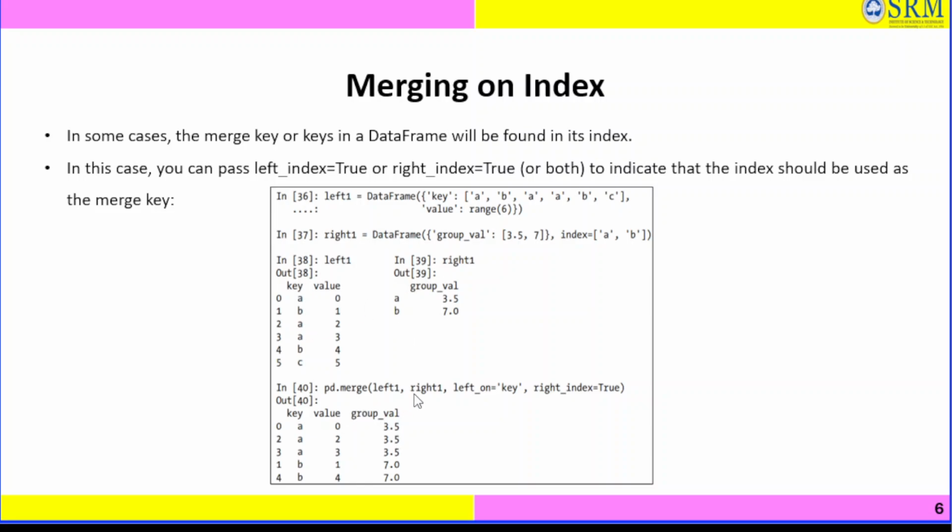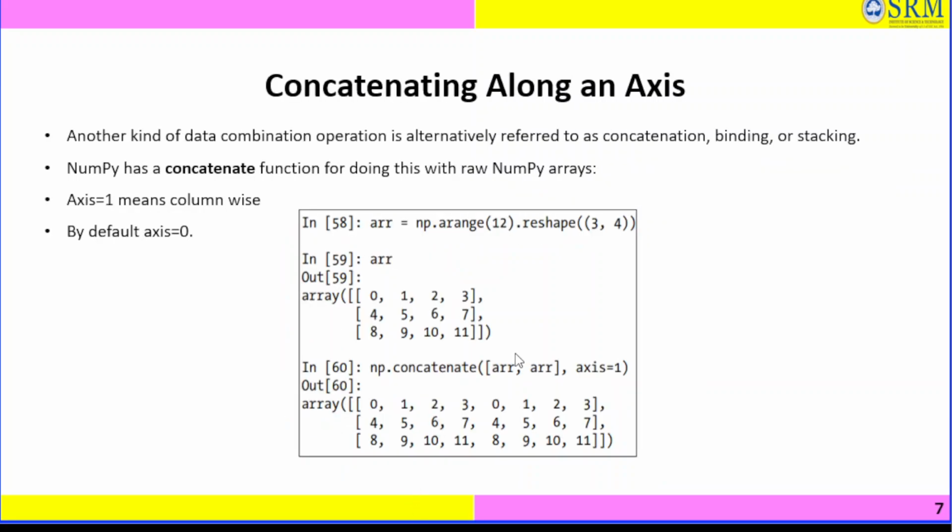When you are merging left one and right one, with left on equal to key and right index equal to true, that means it is merging the data from the left side based on key and from the right side based on index. So the common key and the index are for the two data frames A and B. Based on the common A and B key, we see what the value is in the left one data frame and what the value is in the right one data frame. This is merging on index.